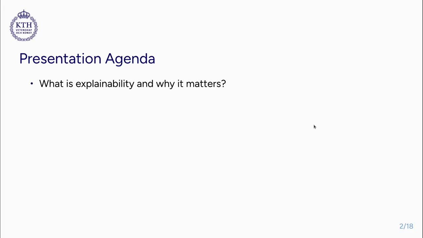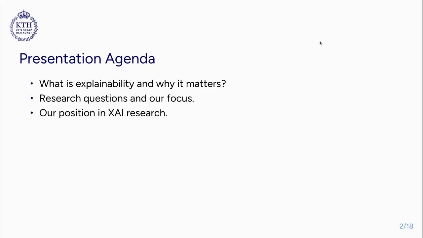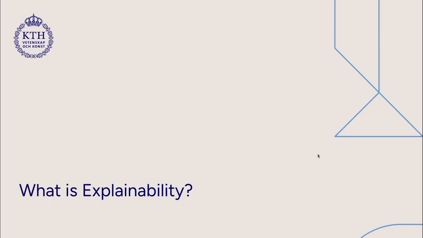In the rest of this video we go over this agenda together. First we discuss what explainability is and why it matters. Then we state our research question and our focus in this position paper. After that we state our position about XAI research. Finally we touch upon the steps we have taken with this VU, and we talk about future work. So let's start from this question.